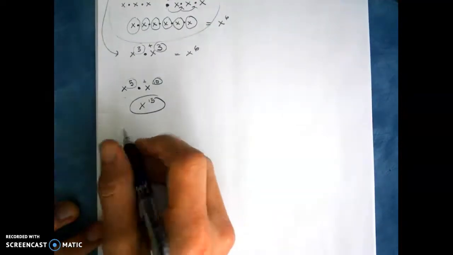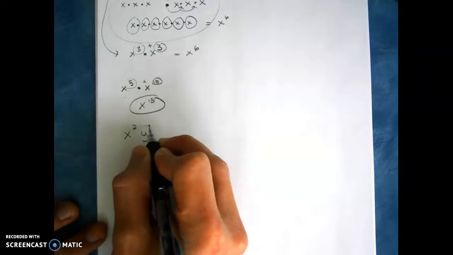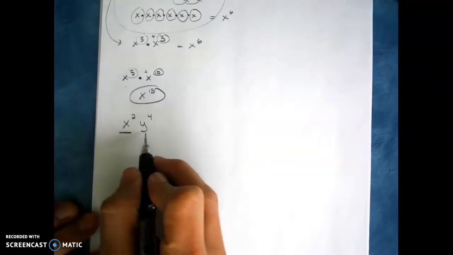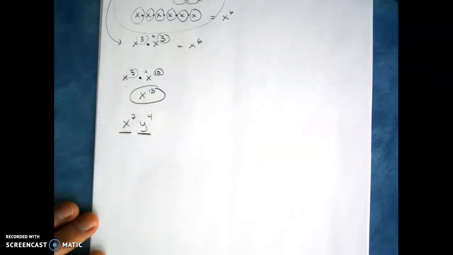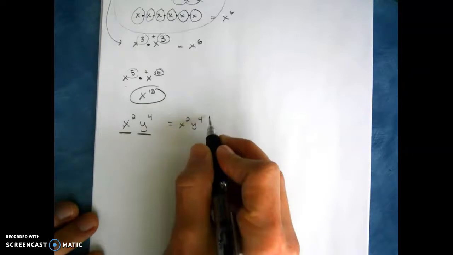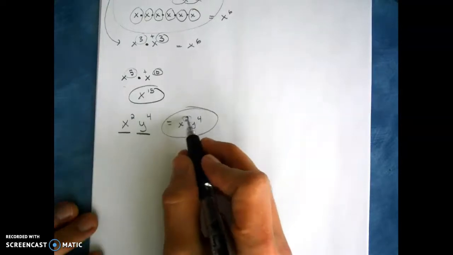All right. Well, let's look at this one. Well, what's different about this one? Well, our bases are different, so that means we cannot multiply these together. So this would just be the same thing. So we can't do anything with this one. So when the bases are not the same, we can't multiply them together or add these together.